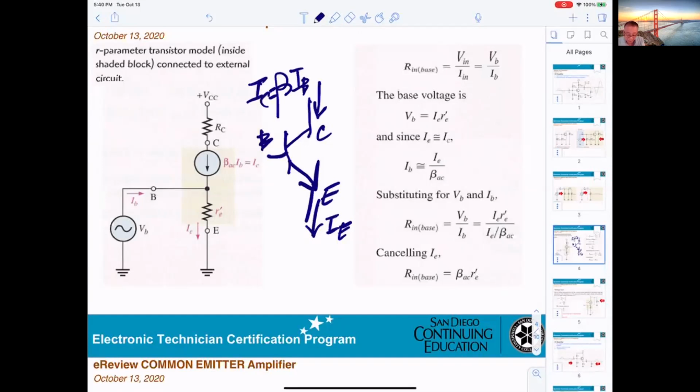The difference is you don't see any diode here. This is the diode from the base to the emitter, and now it changes into R prime E. So you don't have any diode in the AC model. That's a very important thing. It's what they ask you in the interview. Any question on that?